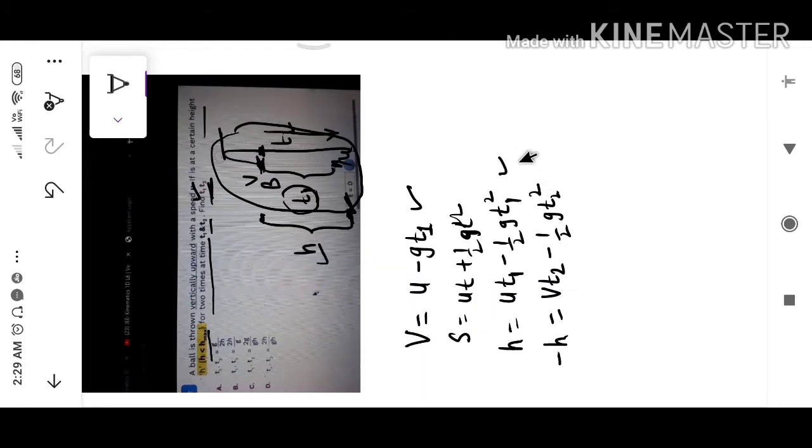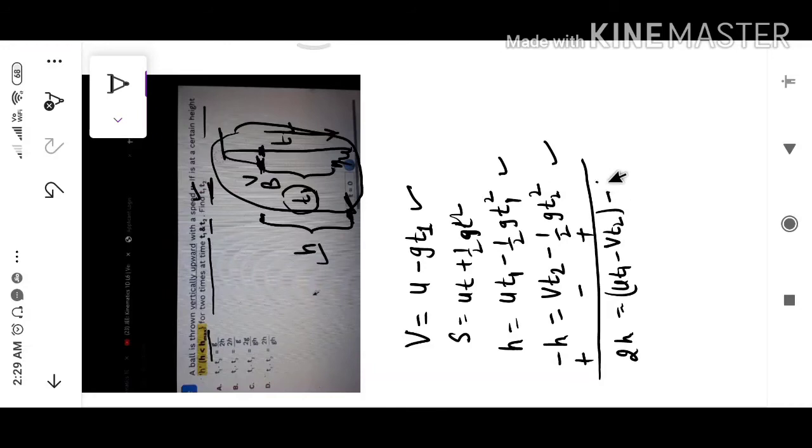Now add both the equations. No, don't add, subtract, because if you add then h will become 0. So subtract: this will be minus, this will be minus, and this will be plus. So h plus h, this is 2h, is equal to u t1 minus v t2 minus half g, half g will be common, t1 square minus t2 square.